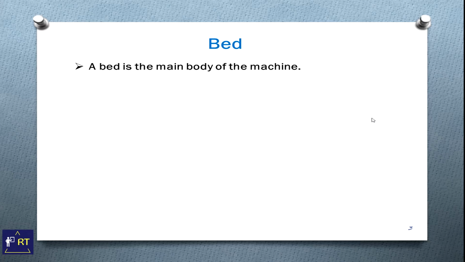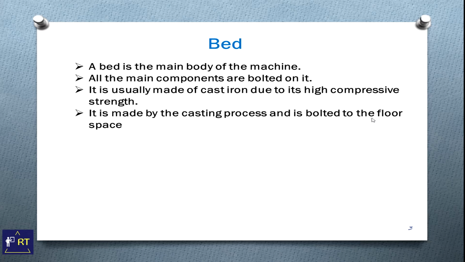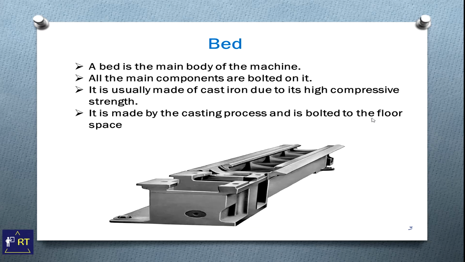A bed is the main body of the lathe machine. All the main components are bolted on it. It is usually made of cast iron due to high compressive strength. It is made by casting process and is bolted to the floor space. And this is the image of a bed.